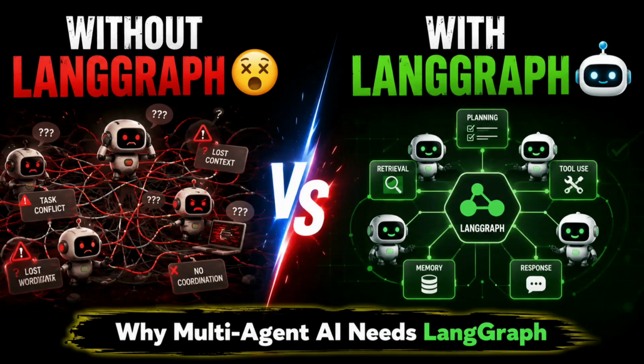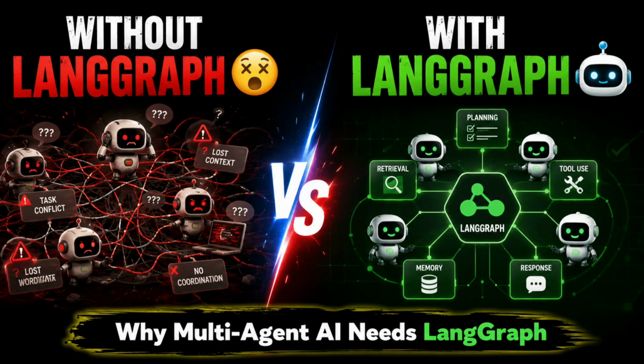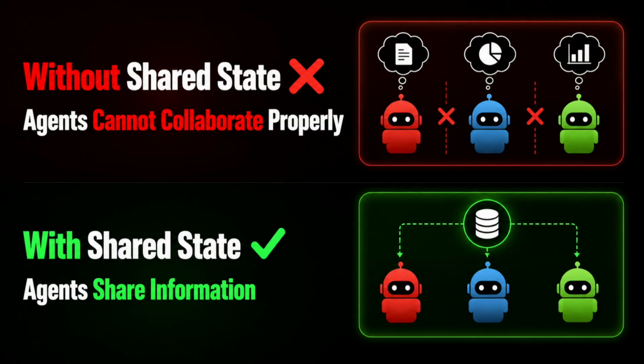Building one AI agent is manageable, but what happens when multiple AI agents need to collaborate together? That's where LangGraph becomes extremely useful, and today I'll explain it using a real production style AI project. This project is a multi-agent financial AI system. Different agents collaborate together to analyze earning reports, market data, and investment risk.